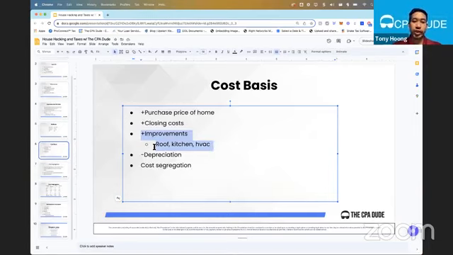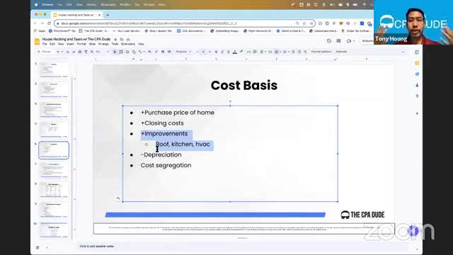For example, if you replace your roof, you replace your kitchen, HVAC. So any big improvements, you can always think about it like this: if I were to ever rip this out of my house, would it materially damage the house? If it does damage the house or change the use of it, it's generally an improvement. If it's not, then it would be an expense.